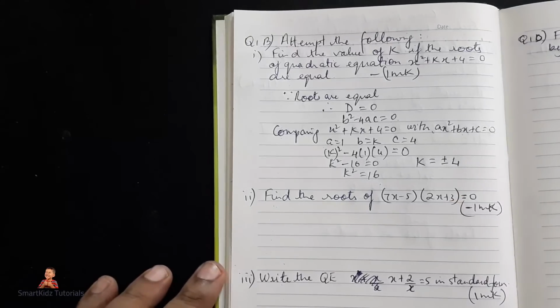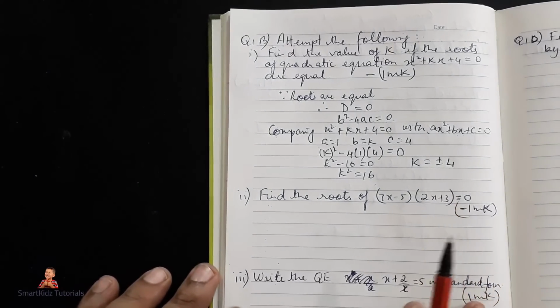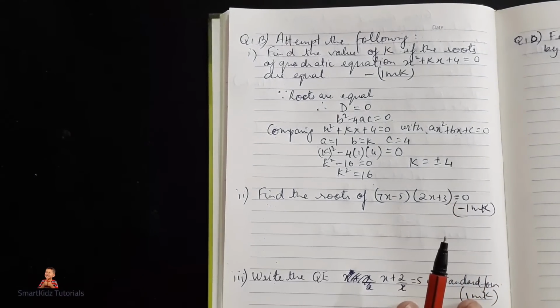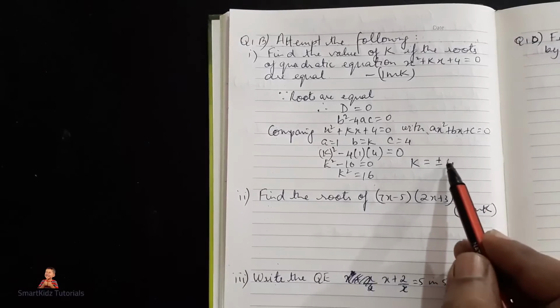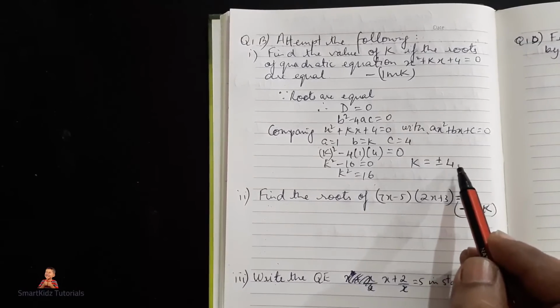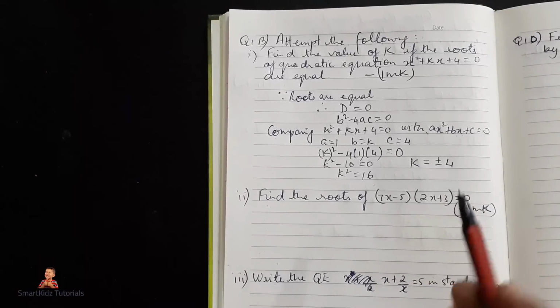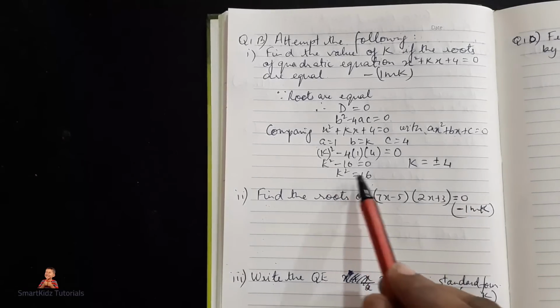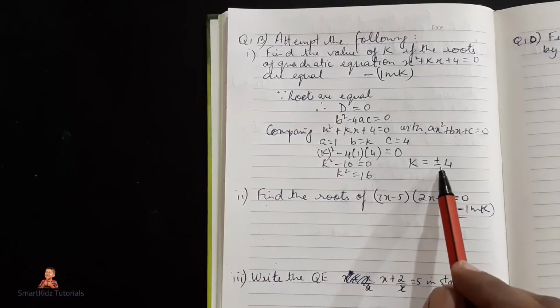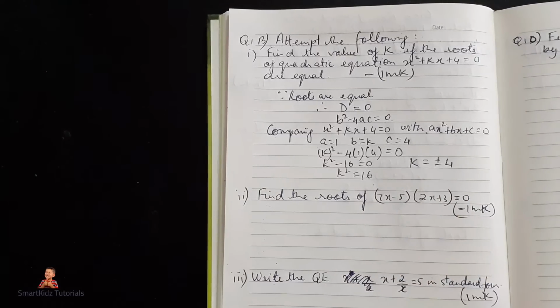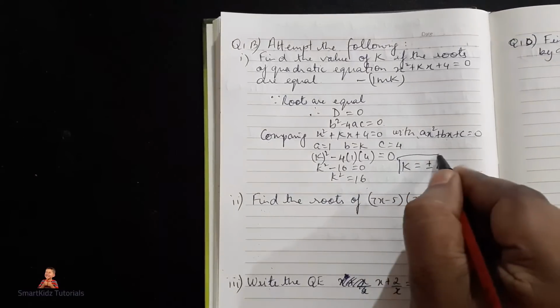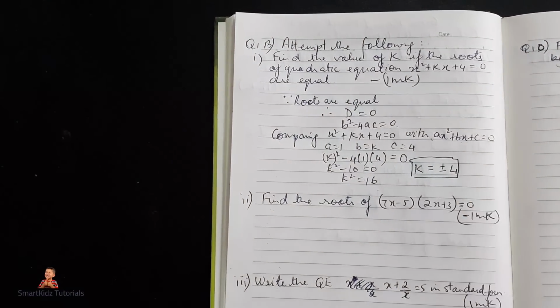Okay, and why do we get plus or minus 4? Because we do not know whether it's going to be plus or minus. If we square plus 4 we'll get positive 16, and even if we square minus 4 we'll also get positive 16. So when we take the square root of 16, we can get either positive or negative 4. So this is your answer, that is k equal to plus or minus 4.